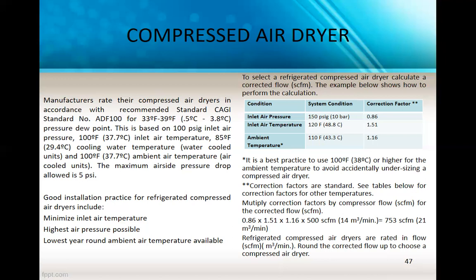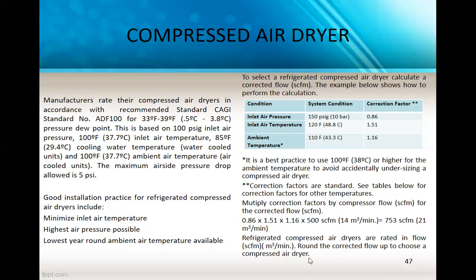It is base ambient temperature. Why master S? It is a best practice to use 100 Fahrenheit or higher for the ambient temperature to avoid accidentally undersizing a compressed air dryer. Okay? And the double asterisk, correction factors are standard. See tables below or next slide for correction factors for other temperatures.